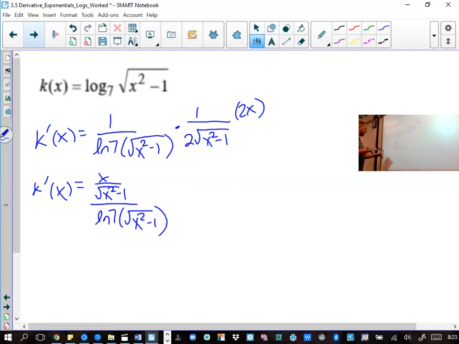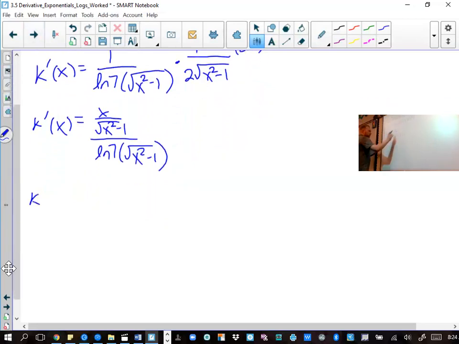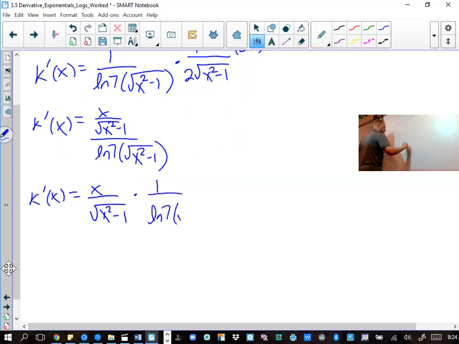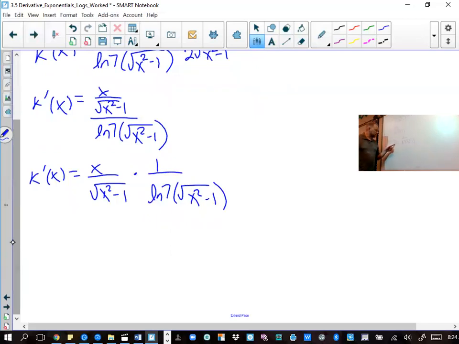And from here, I could just continue to write this where each is on a fraction of its own. So I write this as x over the square root of x squared minus 1 times 1 over natural log of 7 times the square root of x squared minus 1. And I could see that I have the square root of x squared minus 1 in the numerator and the denominator, and that just becomes k prime of x is equal to x over x squared minus 1 natural log of 7. And that is our answer.